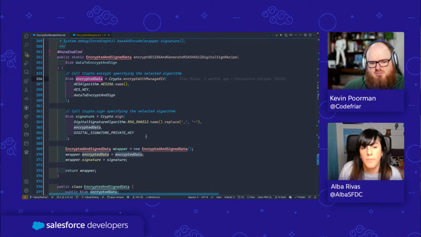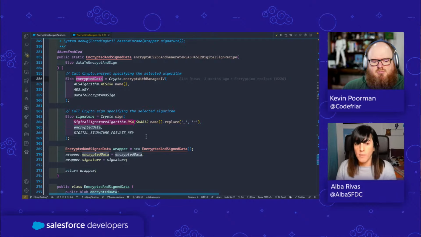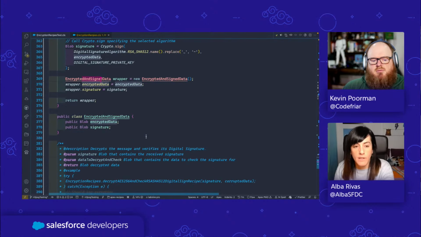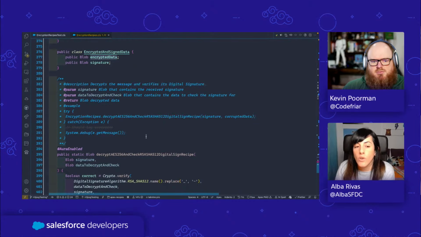So here, what we are doing is to first encrypt the data with AES, indeed with the most secure version of the algorithm. Then we are signing the data with our private key, same as in the previous example, but this time what we are doing is to encrypt the data too. And what we did for this example was to create a wrapper in which you send the encrypted data and the signature. So then the receiver needs to decrypt the data and check that the signature is correct.